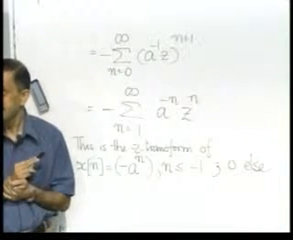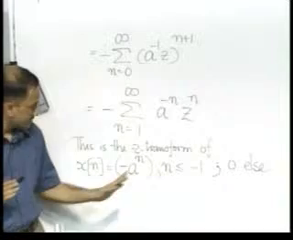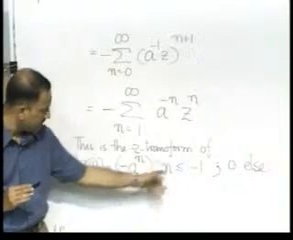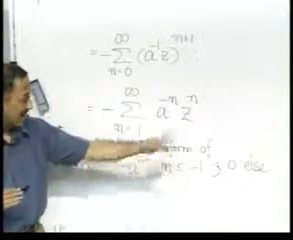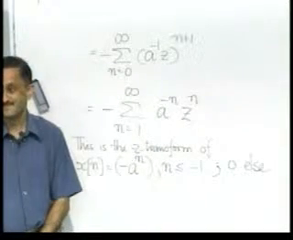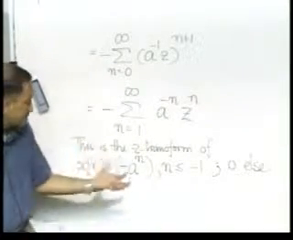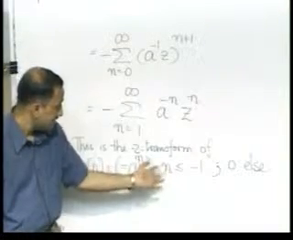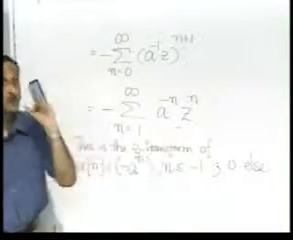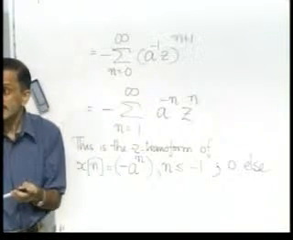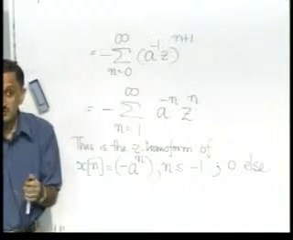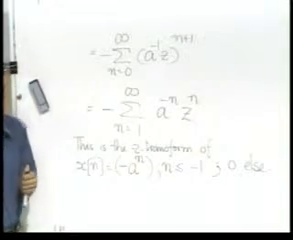Yeah, it's the Z transform of the sequence minus a raised to the power of n for n less than or equal to minus 1, and 0 else. Now, how do we capture this statement, n less than or equal to minus 1 and 0 else? We need to do it through some kind of u, the unit step u. The only thing is, what should be the argument of the u?